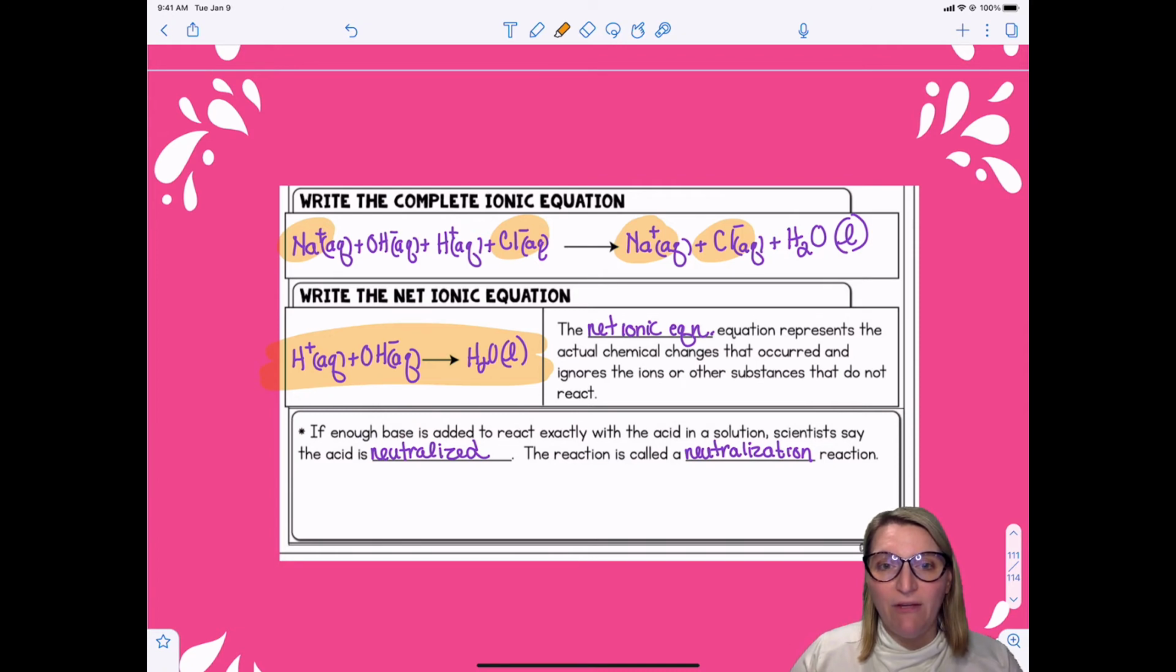Neutral pH is 7, acids are less than 7, and bases are greater than 7. So it sort of makes sense that if you add something that's less than 7 and something that's greater than 7, if you mix them in exactly the right quantity, you'll get exactly a pH of 7.